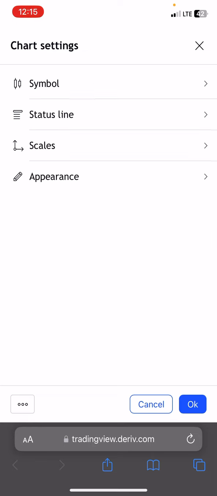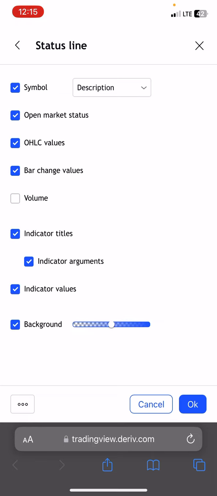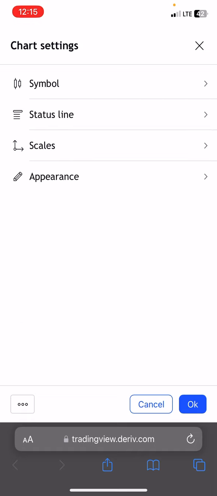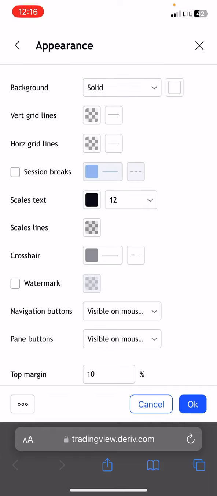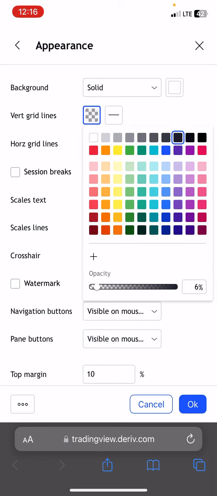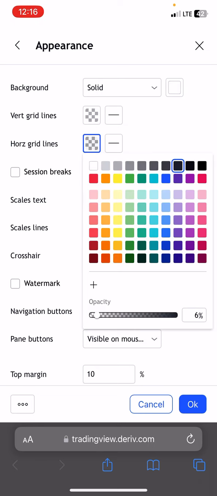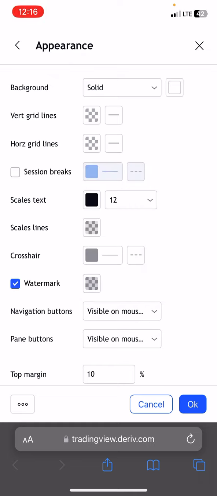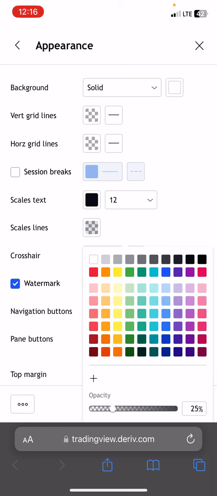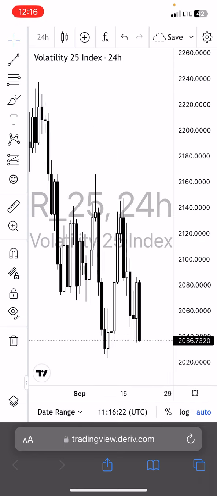Then the next thing is your status line. You turn all of this off so that you can avoid distraction. Then you go to your appearance. In your appearance, your vertical grid lines, you change it to white. Your horizontal grid lines, you change that also to white. Then if you want a watermark, you click on watermark. If you want the color of your watermark to be black, you put it there. If you don't want black, you just put it at the normal color, then you click on okay.